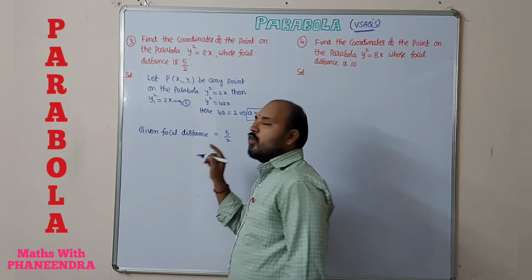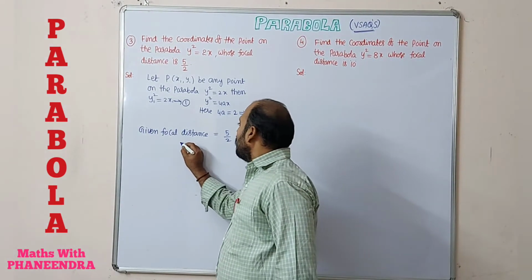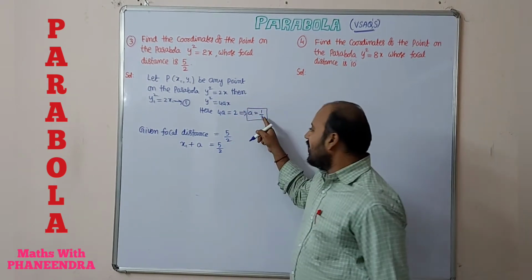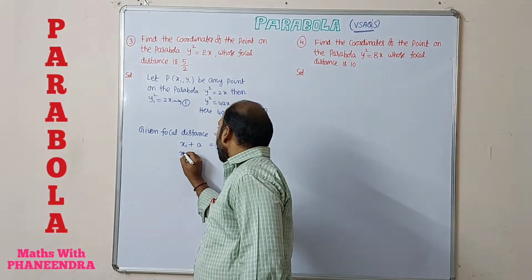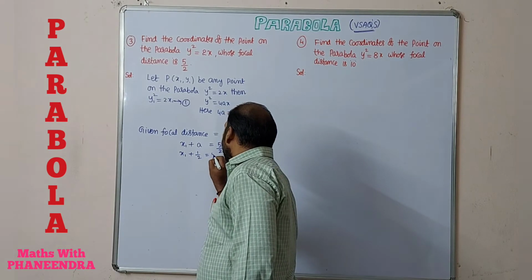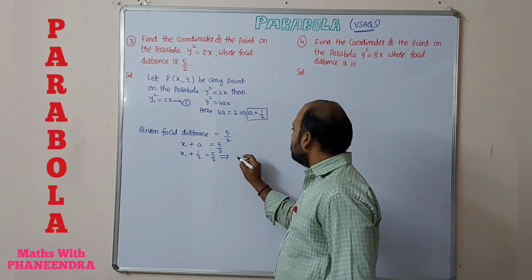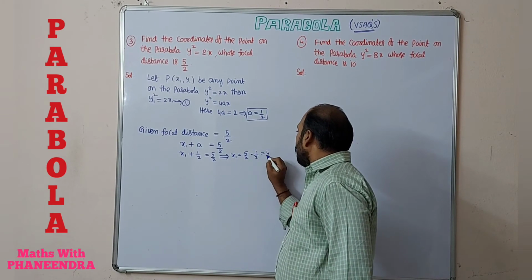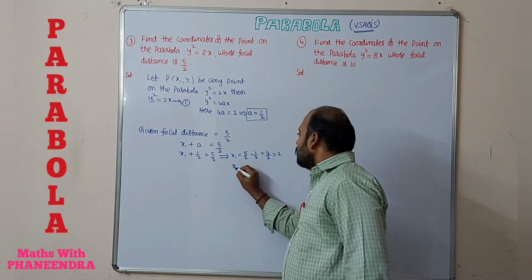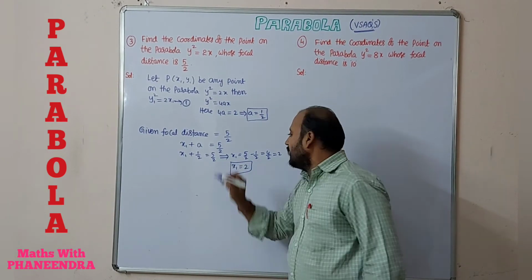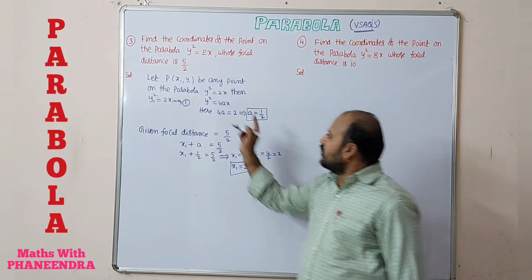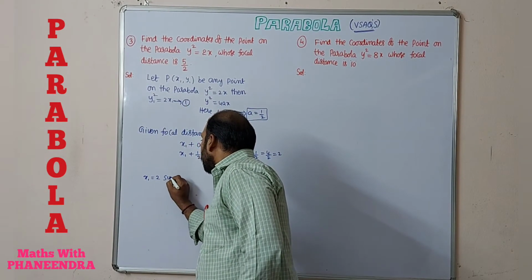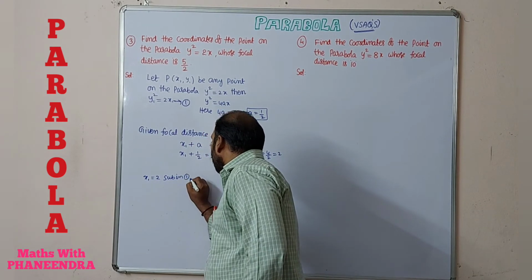The formula for focal distance is x1 plus a is equal to 5 by 2. A value 1 by 2 substitute here. x1 plus 1 by 2 is equal to 5 by 2. That implies x1 is equal to 5 by 2 minus 1 by 2, which is equal to 4 by 2, which is equal to 2. So x1 is equal to 2, we got it. x1 is equal to 2, substitute in equation 1.